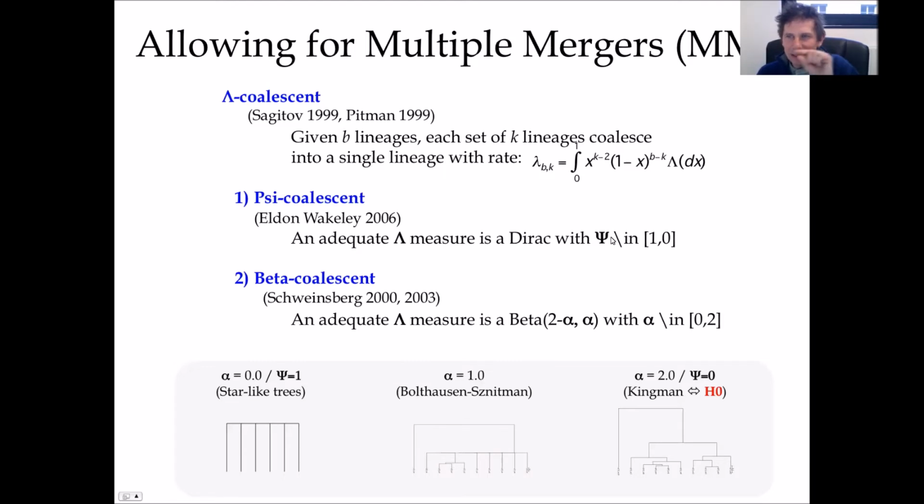And playing with psi or alpha, you can interpolate between trees that are complete radiation. Say here, a beta-coalescent with alpha of 0 or a psi-coalescent of psi 1 is a radiation tree. So you have a single ancestor, and all your lineages are common descent of that ancestor, up to a Kingman tree that is a standard neutral model. So now you have suddenly a new parameter you can tweak and play with and see if you can fit the data.